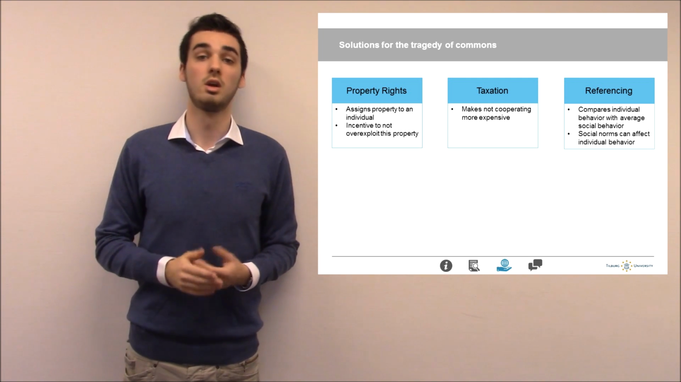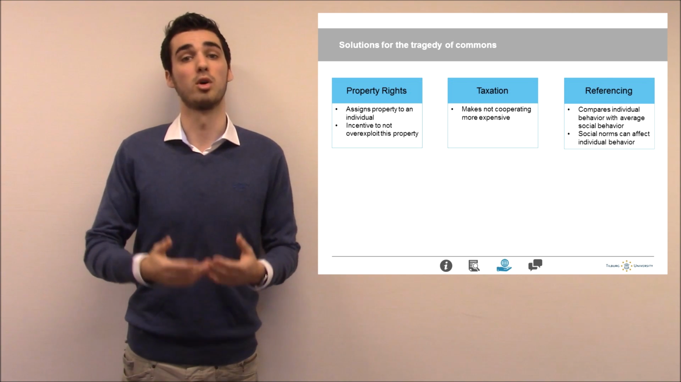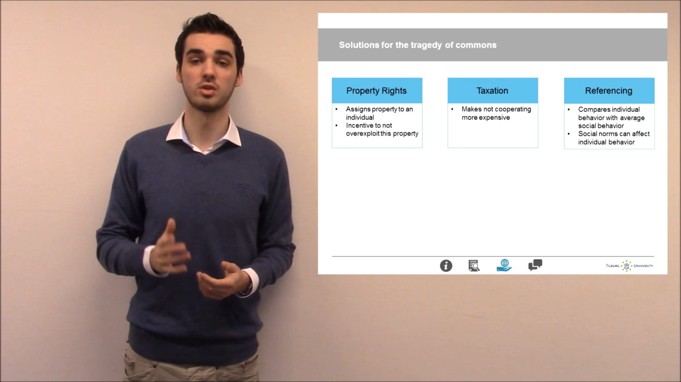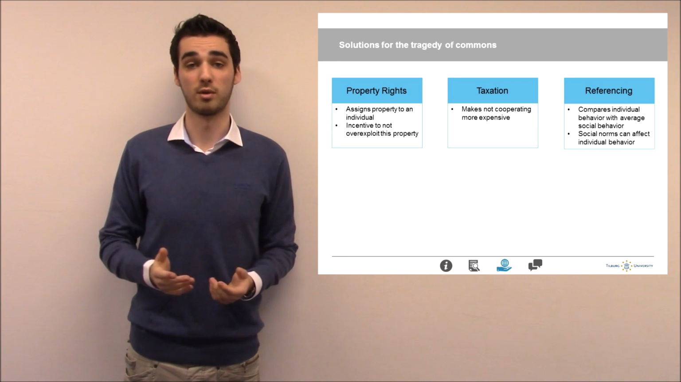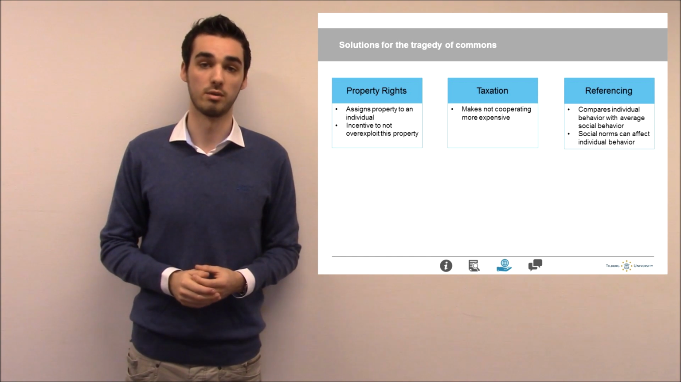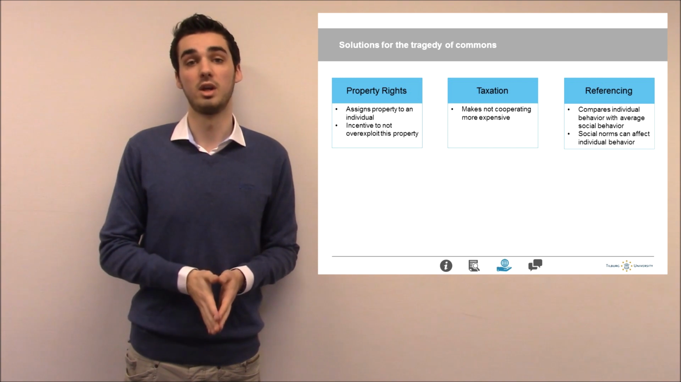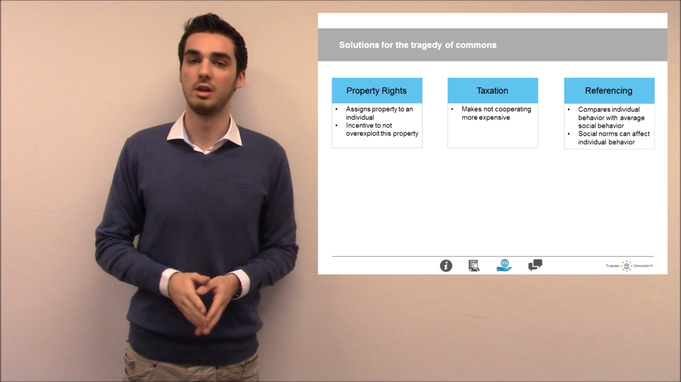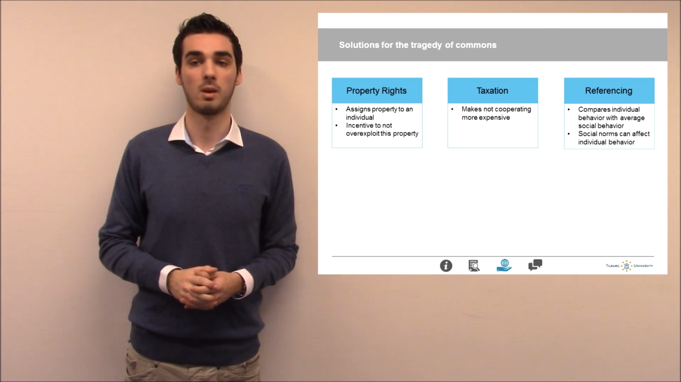For taxation, it's obvious that people do not want to pay more when they have to produce more products and exhaust more CO2 emission. And of course, this makes not cooperating more expensive. Then we have referencing. Referencing compares individual behavior with average social behavior, or for instance the social behavior of a neighbor. So, if a state produces more CO2 emission than another state, it will likely want to change that in order to comply with the other behavior.